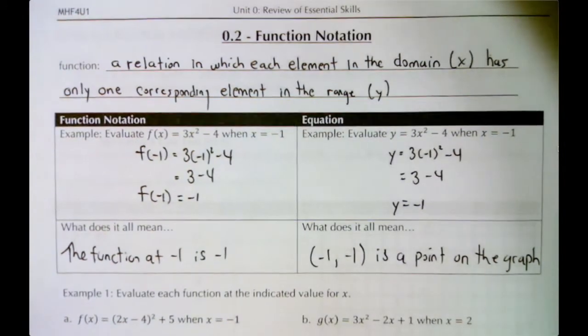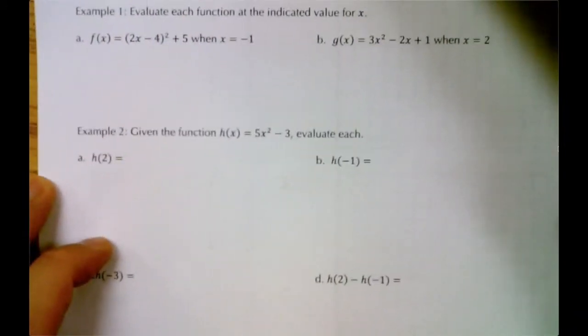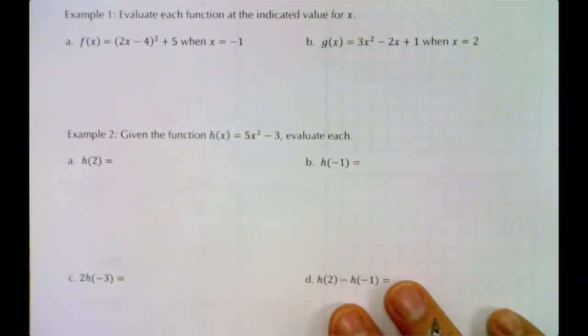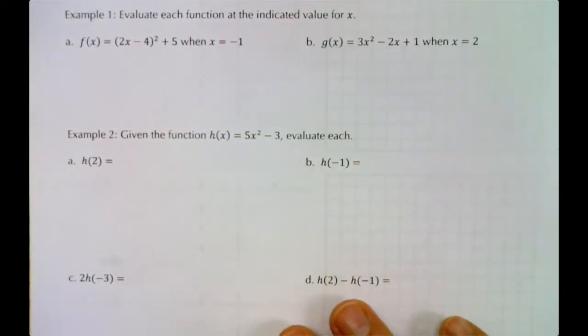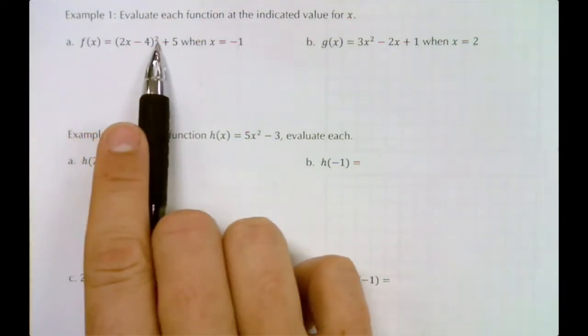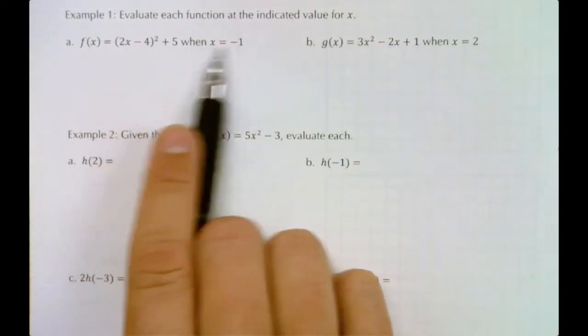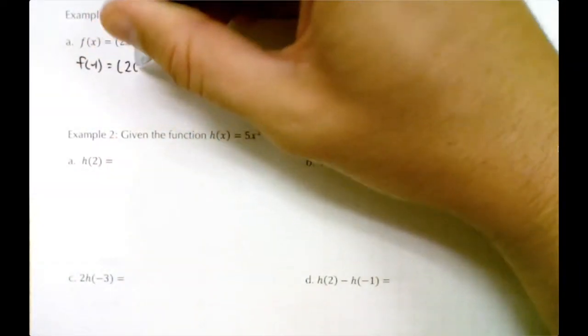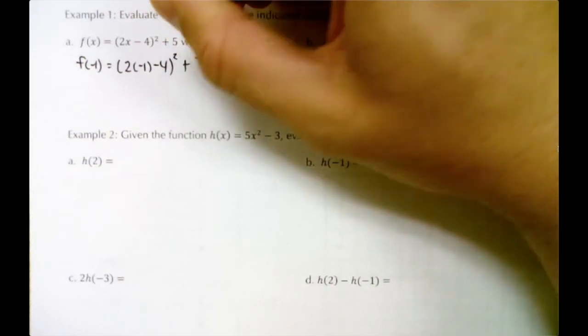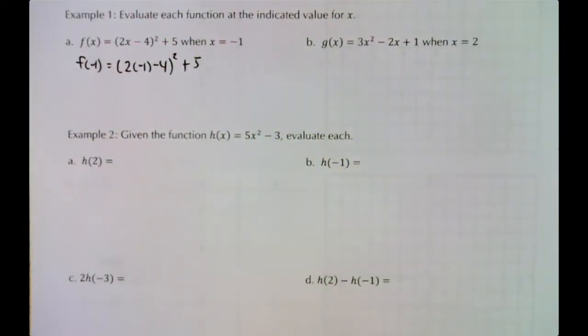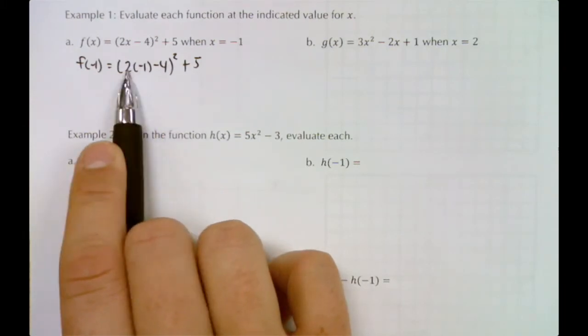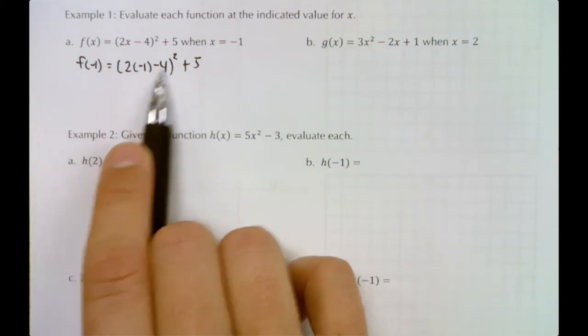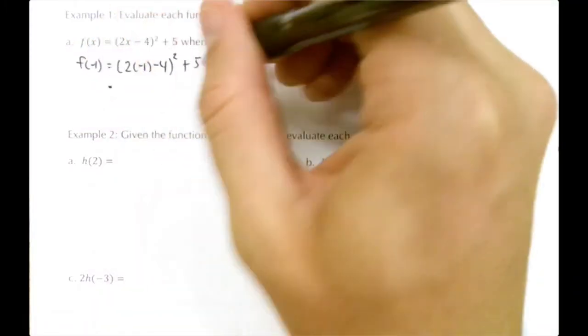So let's continue working with function notation. If I ask you to evaluate each function, we're just replacing the x with the number and evaluating. So our first one, we've got 2x minus 4 all squared plus 5, and we want to know what f is when x is negative 1. So we write f at negative 1, and we say 2 times negative 1 minus 4 squared plus 5. And then we follow BEDMAS. Negative 1 times 2 is negative 2, minus 4 is negative 6. Negative 6 squared is 36, plus 5 is 41.